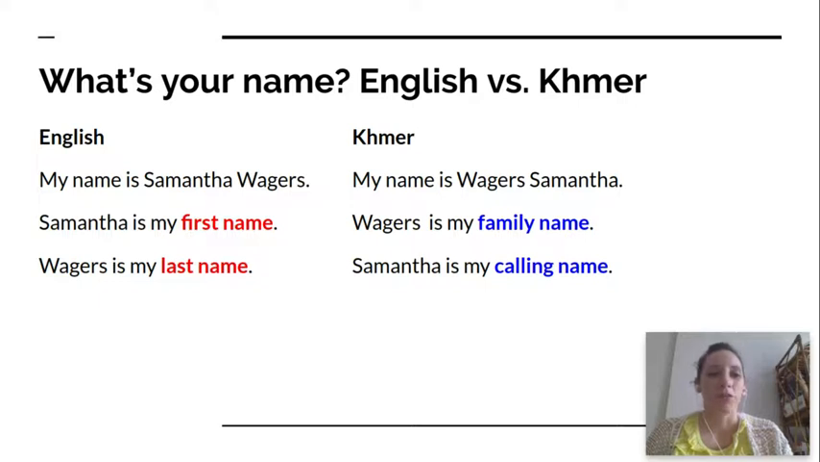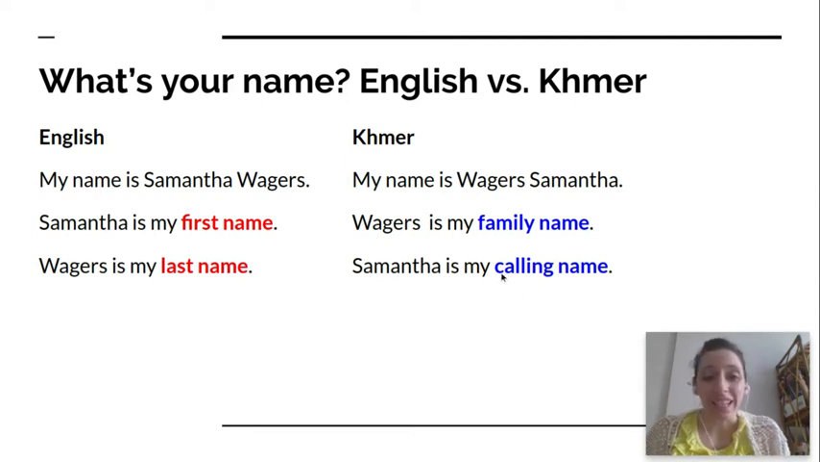Good morning, grade 4. So for today's English class, we're going to talk about the question, what's your name? But before we do that, I want to take a look at the differences between telling your name in English versus telling your name in Khmer.